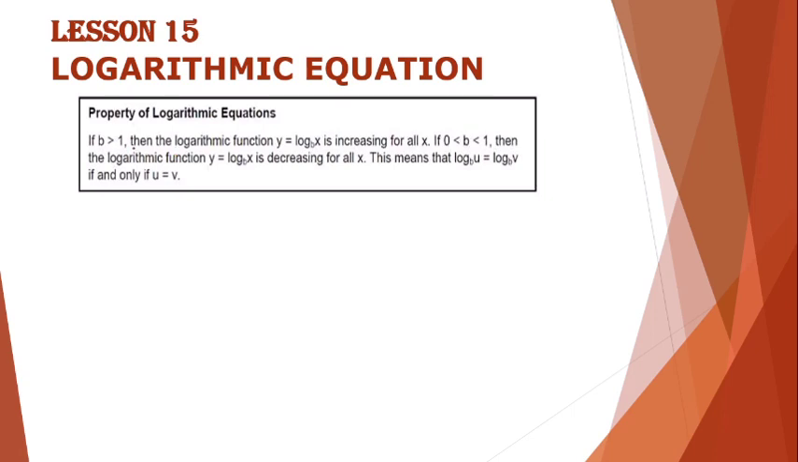In short, b must be positive, and if it is greater than 1, then the logarithmic function y is equal to logarithm of x with the base of b is increasing for all x. If 0 is less than b is less than 1, then the logarithmic function y is equal to logarithm of x with the base of b is decreasing for all x. This means that logarithm of u with the base of b is equal to logarithm of v with the base of b if and only if u is equal to v.